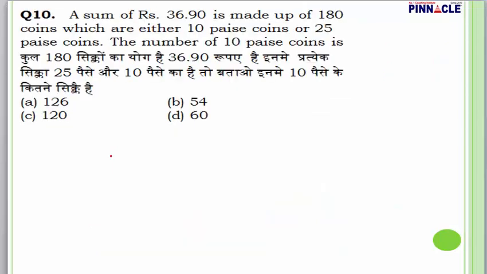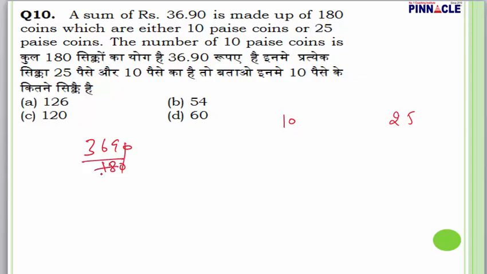Next question, question number 10. A sum of rupees 36.90 is made up of 180 coins, which are either 10 paise coins or 25 paise coins. The number of 10 paise coins is. Such kind of question you can solve by the allegation technique. Here we have 10 paisa coin, and here we have 25 paisa coins, and average is 36.90 rupees, that is in paisa, divided by 180 coins.